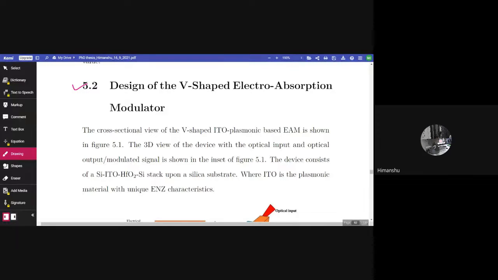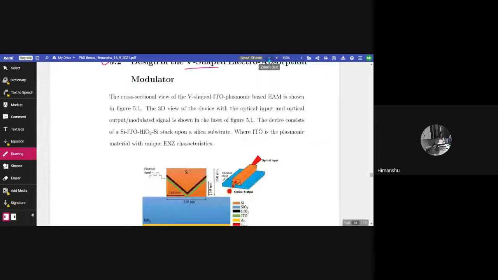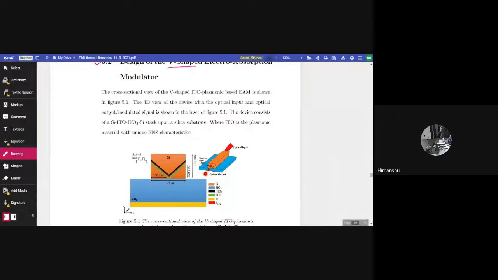Section 5.2, design of the V-shaped electro absorption modulator. A cross-sectional view of the V-shaped ITO plasmonic based EAM is shown in figure 5.1. The 3D view of the device with the optical input and optical output modulated signal is shown in the inset of figure 5.1. The device consists of a Si-ITO-HfO2-Si stack upon a silica substrate, where ITO is a plasmonic material with unique ENZ characteristic.